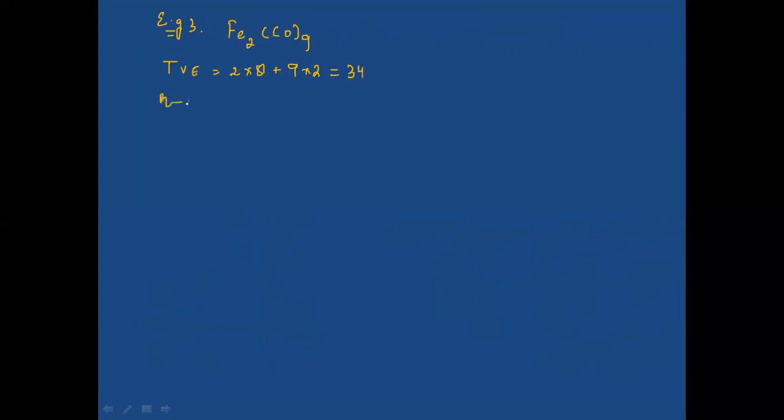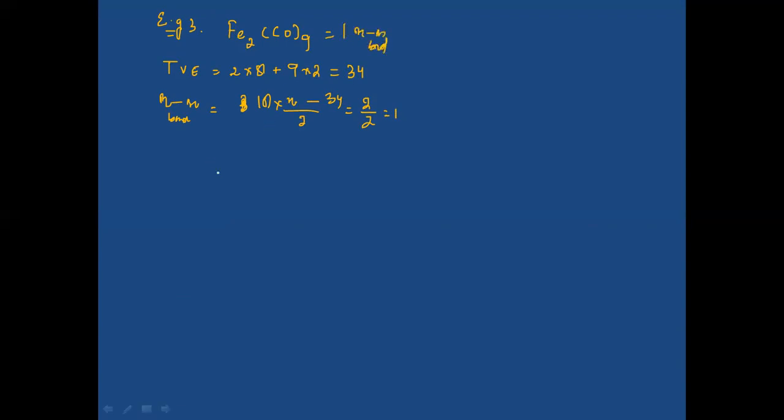So now we have to determine metal-metal bonds. Metal-metal bonds will be equal to 18 into N minus TVE, divided by 2. So N over here is 2, 18 into 2 is 36. 36 minus 34 is 2, divided by 2, that's 1. So this compound also contains one metal-metal bond.